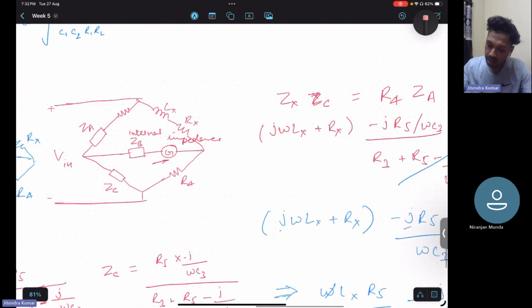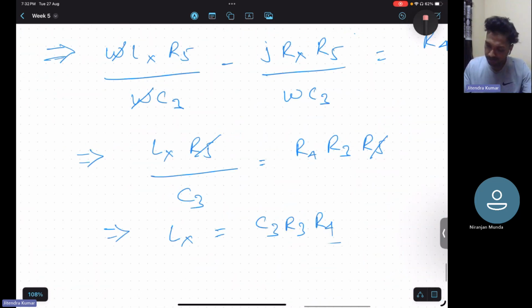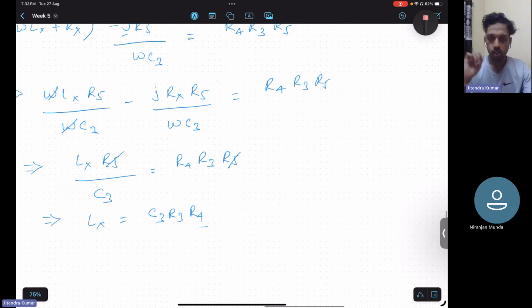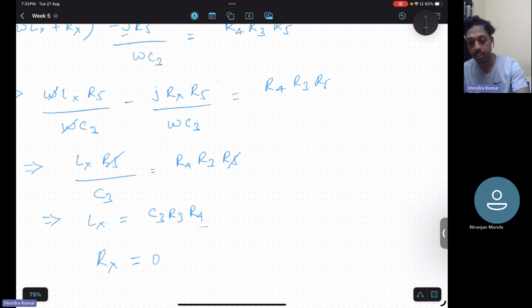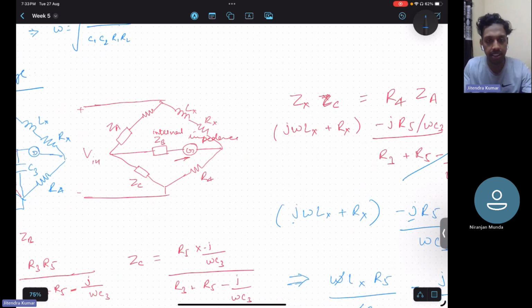So let us go back to the circuit. Lx is nothing but C3 R3 R4. Okay. What about Rx? What can we tell about Rx? Rx will be 0, sir. Rx we can tell 0. Yeah, Rx we can say 0. But ideally, Rx will not be 0. Practically, Rx will not be 0. Here from the equation, we can say 0, but Rx will have one component along the ZB. But yeah, from this balancing, we can tell Rx is equal to 0.